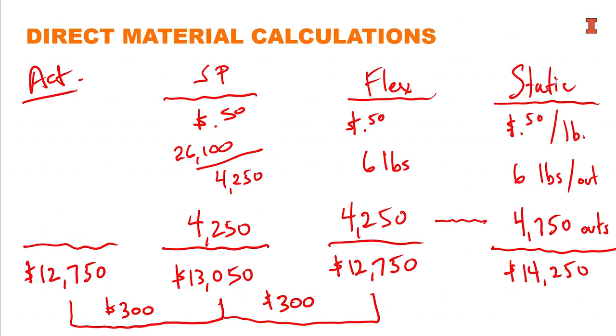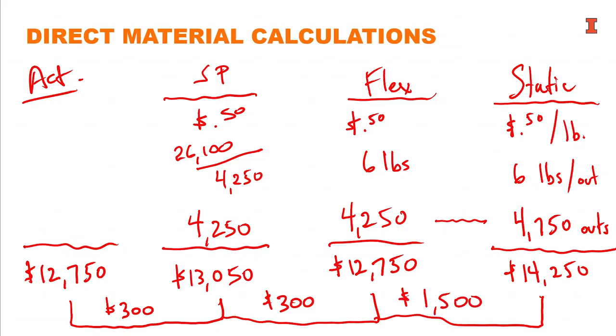And that difference is due to the fact that we used a different number of inputs per output than we had planned and created as a standard. And finally, the difference between the third and the fourth column has to do with the activity, the fact that we produced a different number of units than we had planned and created as a standard. And that amount is $1,500.